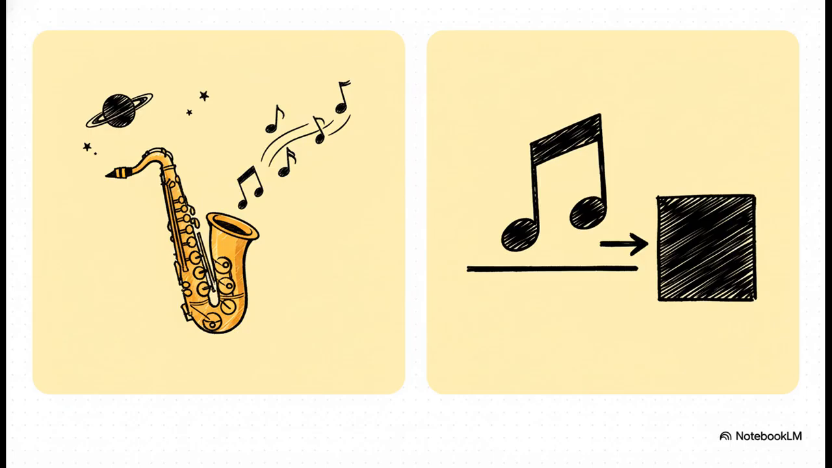The minor seventh, which is 10 half steps, has this really cool, mellow, kind of blue vibe. It's a cornerstone of blues and jazz. Fun fact, you can hear it in the original Star Trek theme.